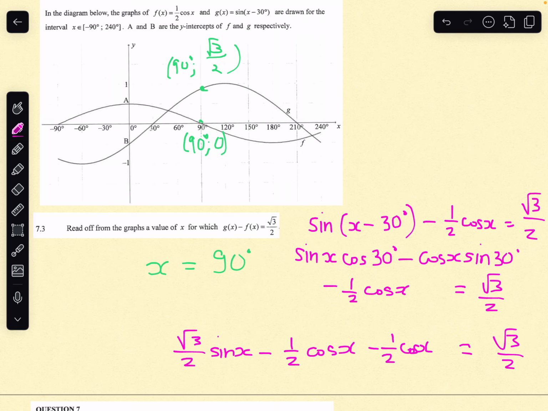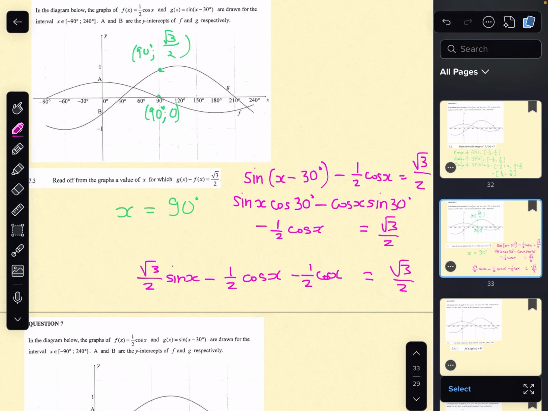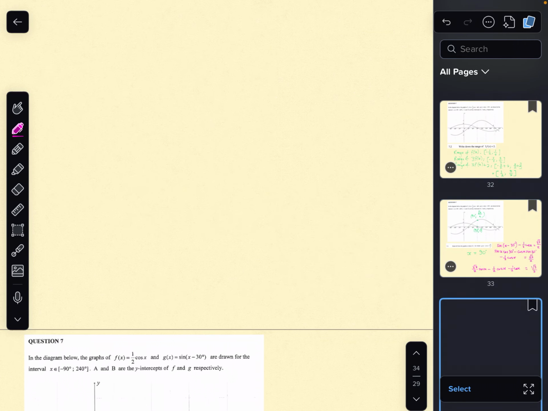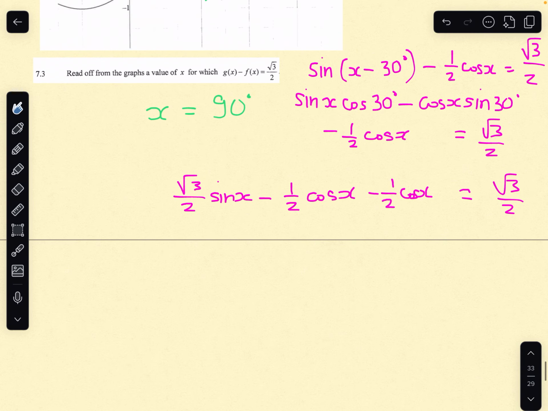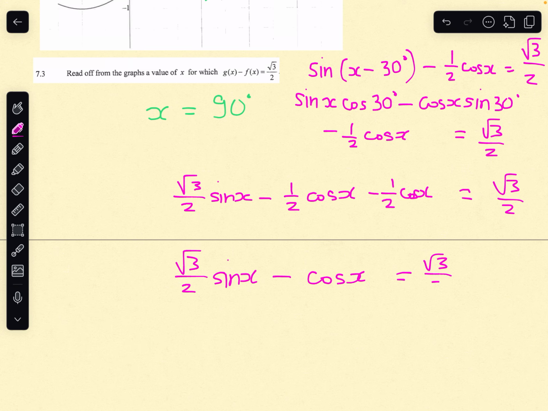So we end up with, I'm going to need some space. Thank you very much. So this ends up being root 3 over 2 sine x, minus a half cos x, minus another half cos x. So now we have root 3 over 2 sine x minus cos x is equal to root 3 over 2. It's giving dead end, but let's see. I'm going to times the whole way through by 2 so that I get rid of my fraction.